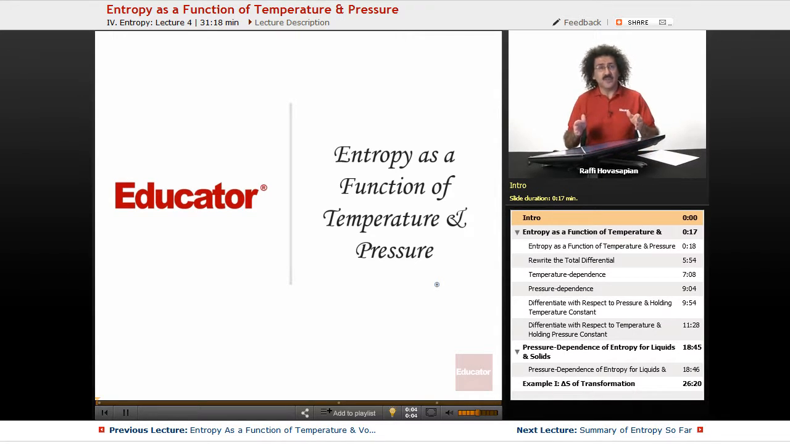So in the previous lesson, we discussed entropy as a function of temperature and volume. In this lesson, we're going to do the same thing, and we're going to discuss entropy as a function of temperature and pressure. So let's get started.